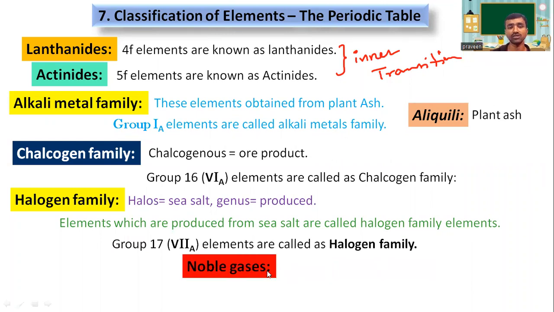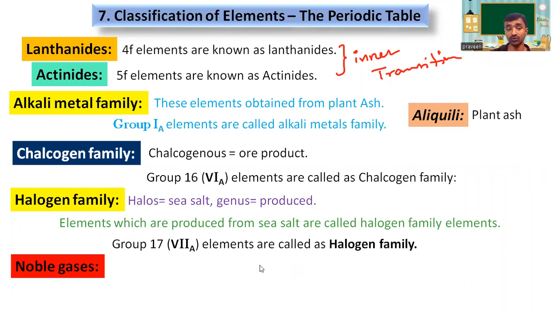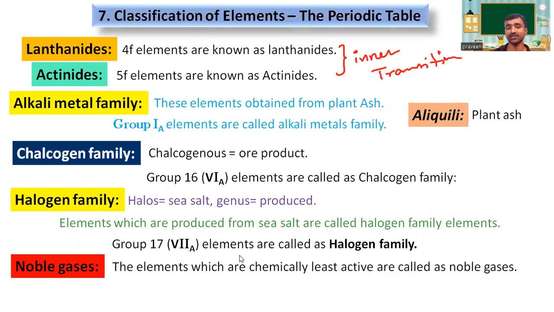The next one is the noble gases. I also gave you two more names: zero group elements or inert gas elements, or 8A group elements, or 18th group. They are called noble gases because they are inert towards chemical reactions. So chemically least reactive elements are called noble gases. They are in the 18th vertical column, 18th group or 8A group. They are helium, neon, argon, krypton, xenon, radon, and oganesson.